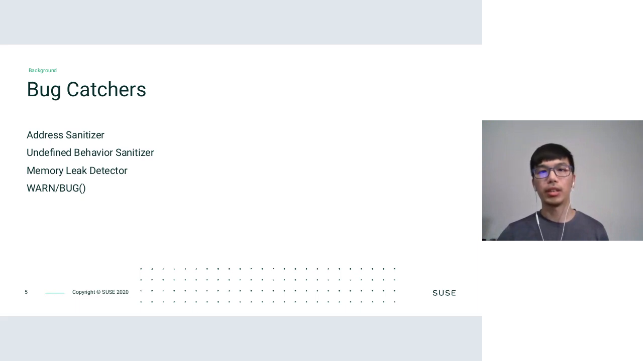Luckily, the kernel already has a lot of facilities or tools for us developers that can catch bugs. For example, we have the address sanitizer, the undefined behavior sanitizer, the memory leak detector, and also WARN and BUG that developers have embedded to catch abnormal situations. But those are not enough. These are useful tools, but on their own, they depend on the bug being triggered, or on the code path being stepped over, for the tool to detect it. So that's why we need some help from Syzkaller.